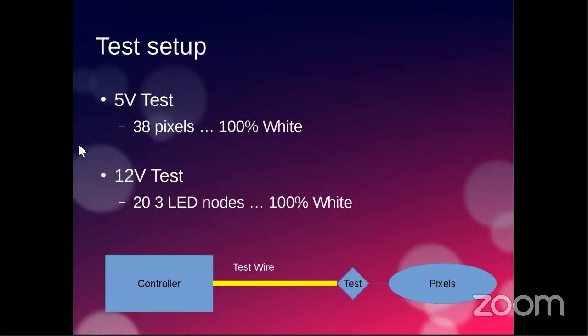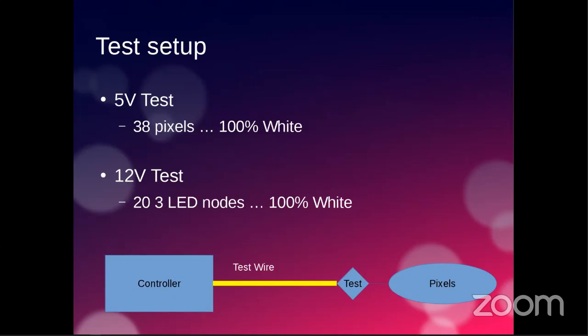The test setup: I used both 5-volt and 12-volt pixels. Most of my tests were done with LED nodes. These are the nodes where there are actually 3 LEDs, but only a single 2811 chip. Some of my tests I did run with actual pixel nodes where it's 1 LED per 2811 chip. We'll talk about those when they come up. And the 5-volt tests were typically 38 pixels, and again, typically at all white.